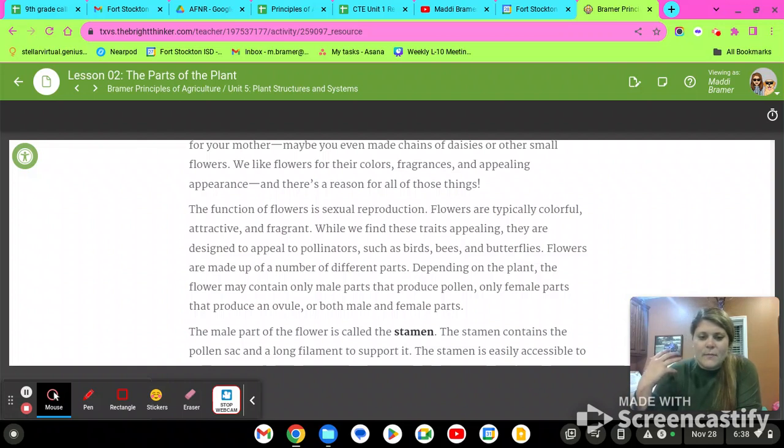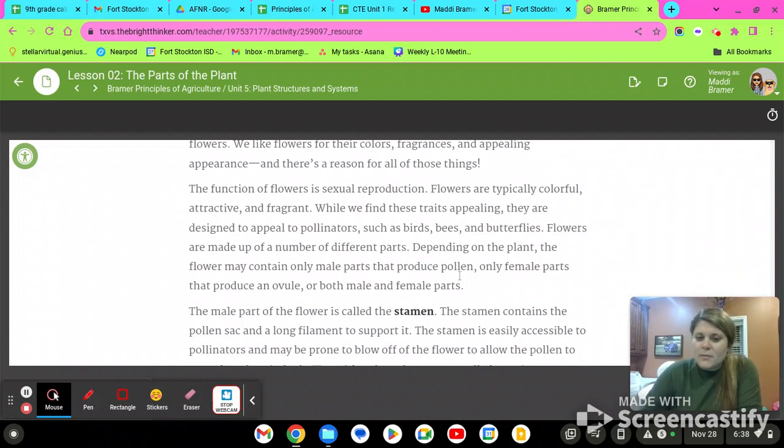So, to attract all these pollinators to come and eat their nectar and get that pollen on their legs and then go to another flower and land and transfer the pollen, that's how they reproduce. They need to be as colorful and fragrant as they can.